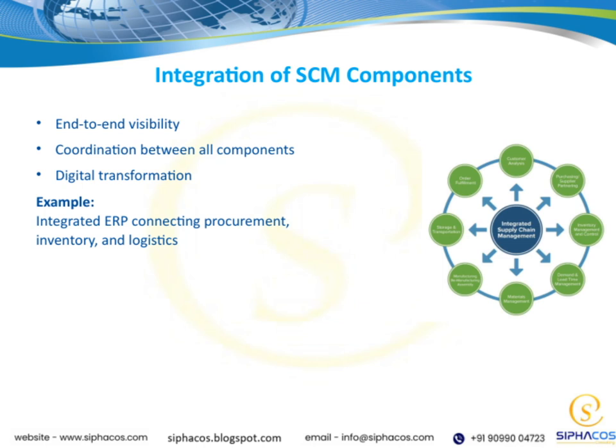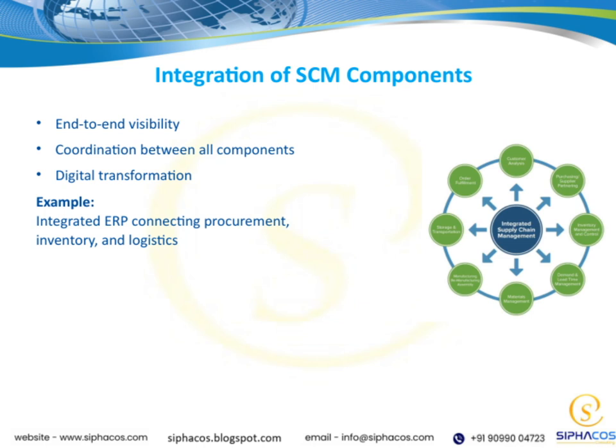Next, coordination between all components is crucial. When procurement, inventory, logistics, and other parts work seamlessly together, the entire supply chain runs more smoothly and efficiently. It reduces delays and minimizes errors.